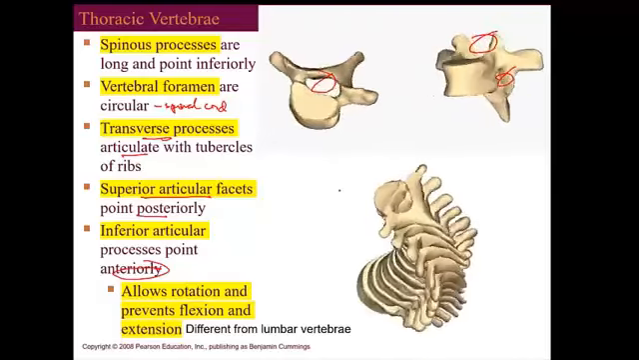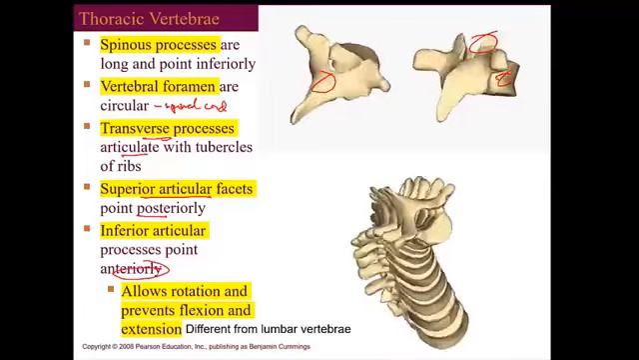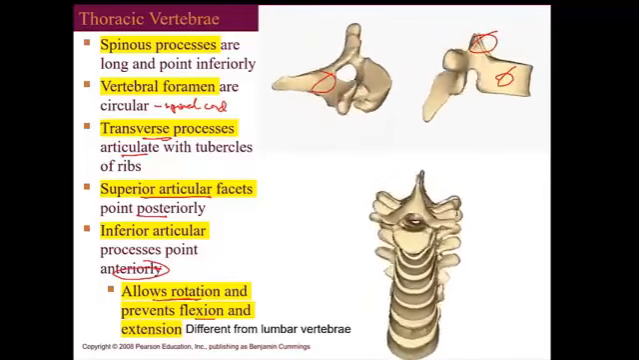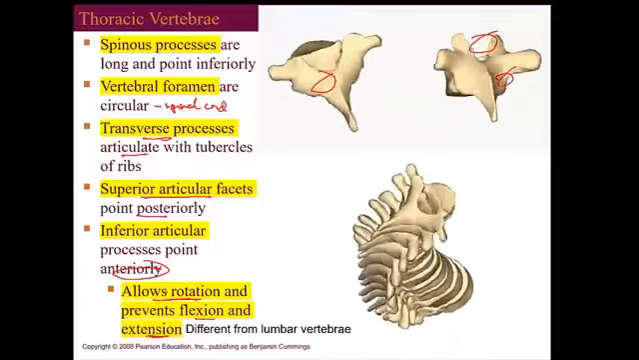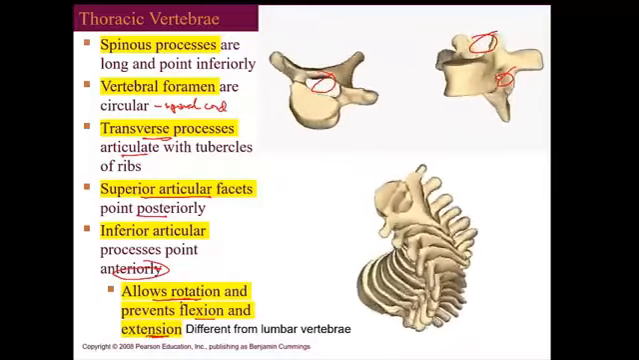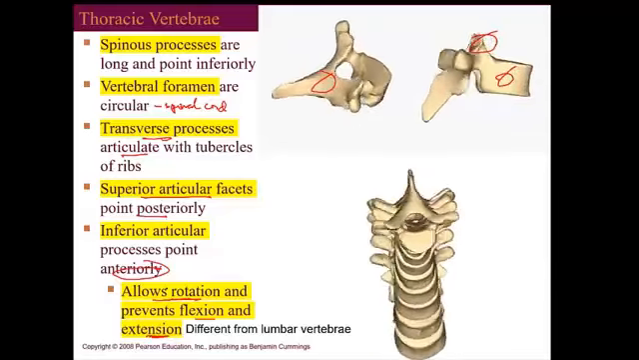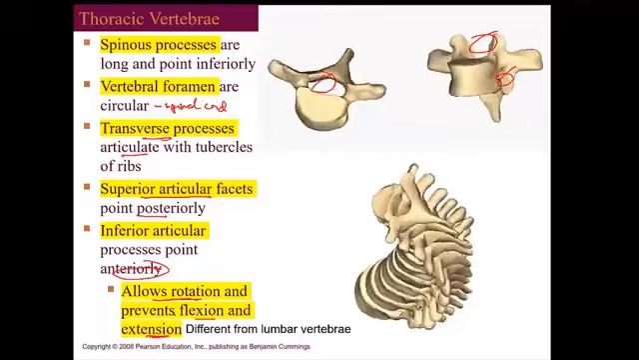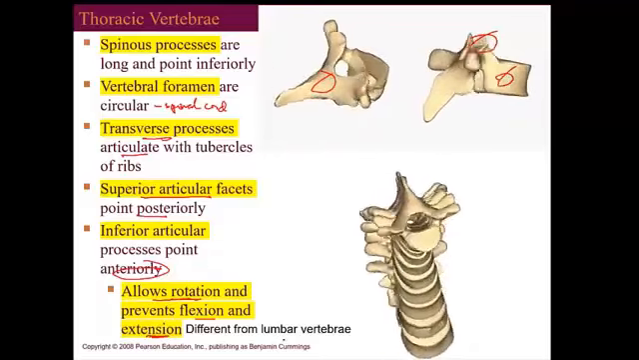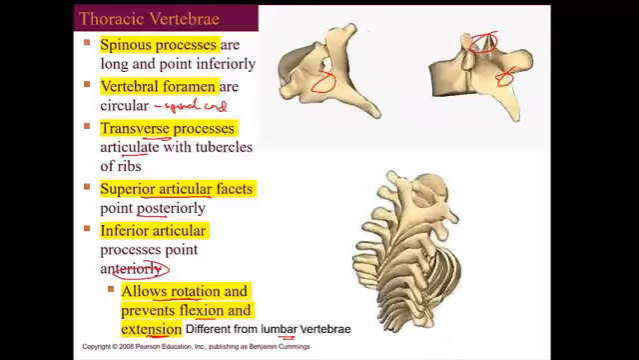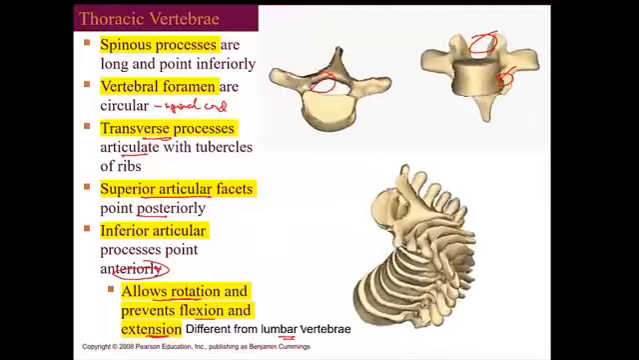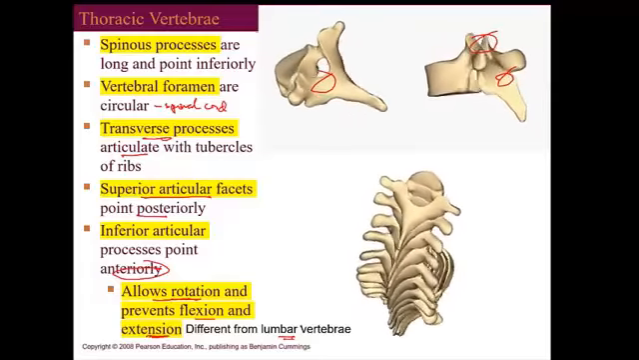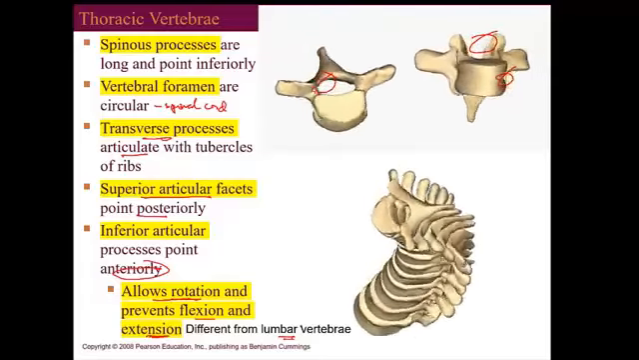So the main thing about the thoracic vertebrae is that it allows rotation, but it actually prevents flexion and extension. So rotation is allowed on the thoracic vertebrae, not as much, but it prevents flexion and extension of the thoracic vertebrae. Now, you'll see later on in the lumbar vertebrae, it's the reverse. It does not allow rotation, but it allows flexion and extension. So we'll see that on the lumbar vertebrae.